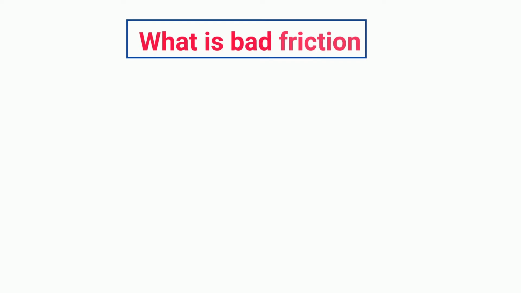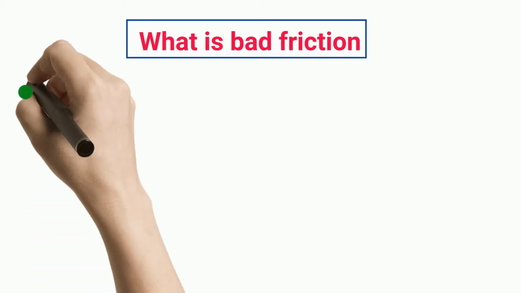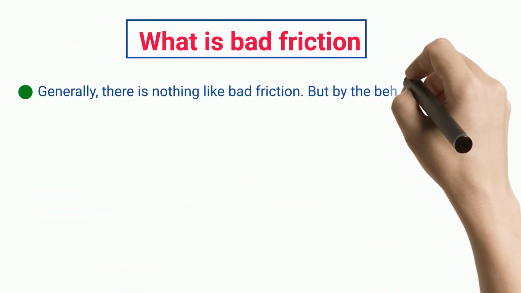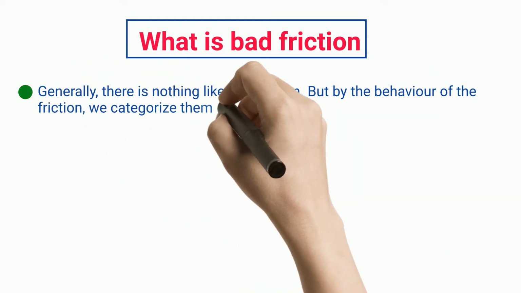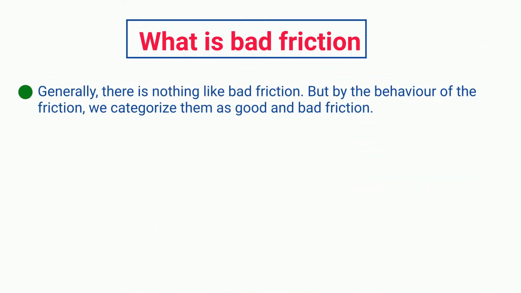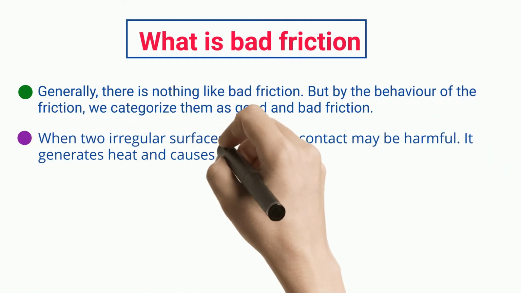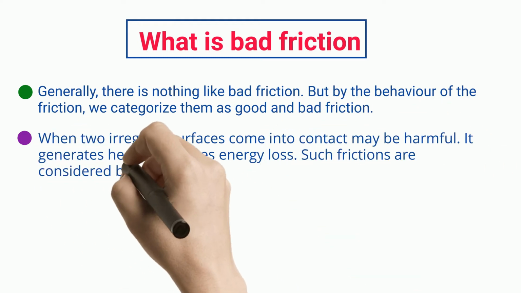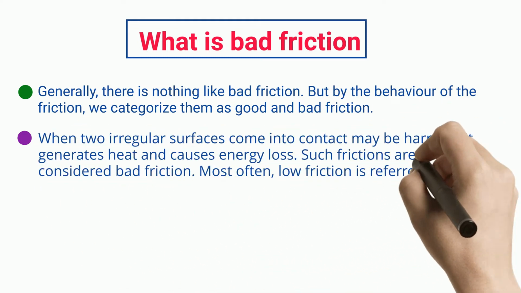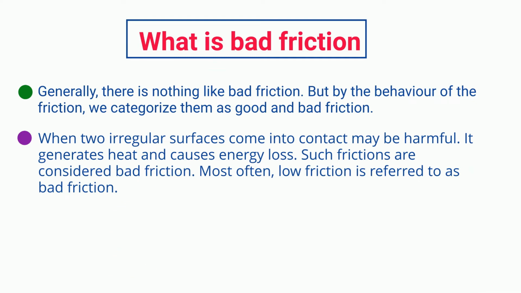What is bad friction? Generally, there is nothing like bad friction. But by the behavior of the friction, we categorize them as good and bad friction. When two irregular surfaces come into contact, it may be harmful. It generates heat and causes energy loss. Such frictions are considered bad friction.